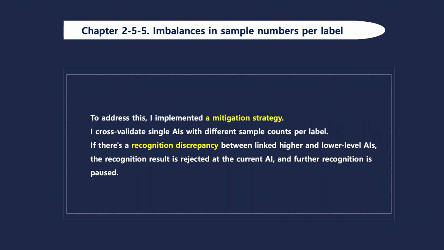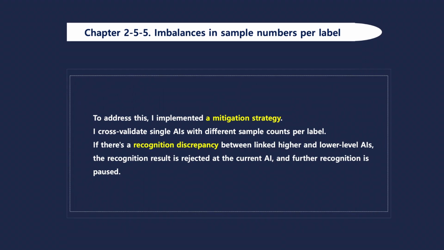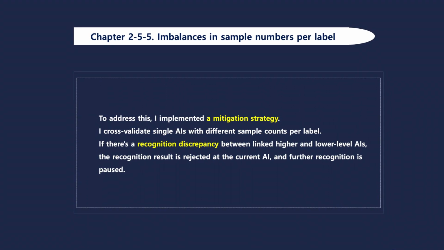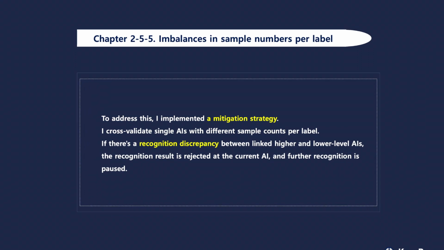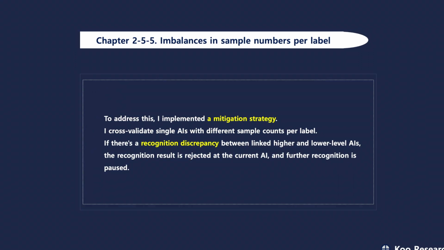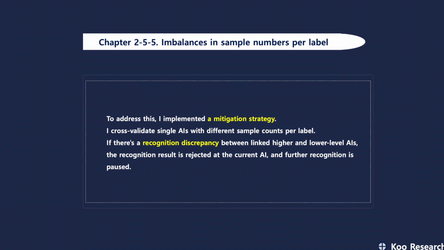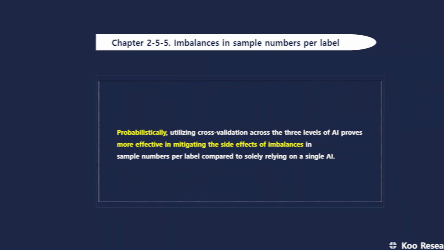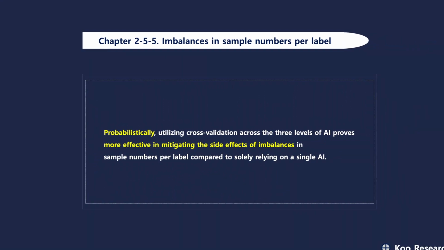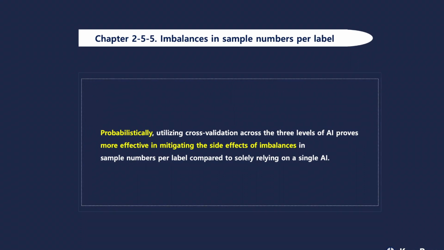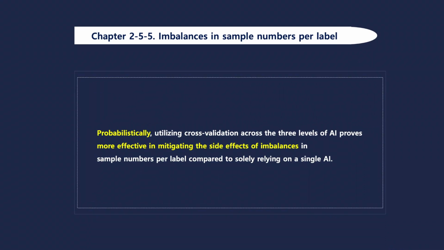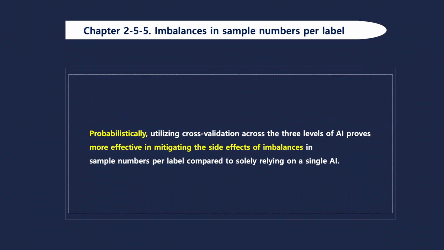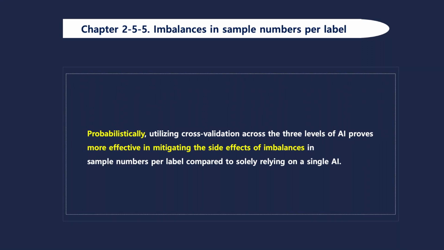To address this, I implemented a mitigation strategy. I cross-validate single AIs with different sample counts per label. If there's a recognition discrepancy between linked higher and lower-level AIs, the recognition result is rejected at the current AI, and further recognition is paused. Probabilistically, utilizing cross-validation across the three levels of AI proves more effective in mitigating the side effects of imbalances in sample numbers per label, compared to solely relying on a single AI.